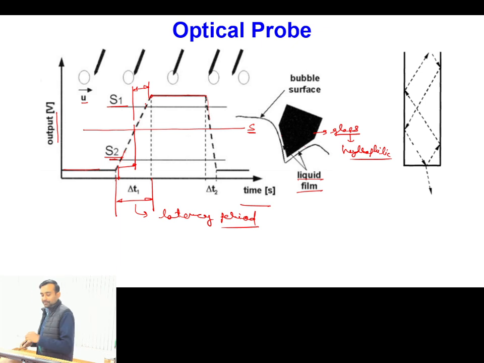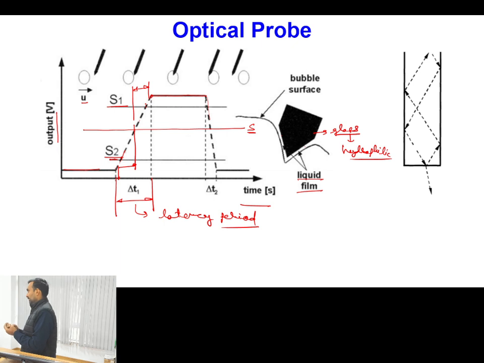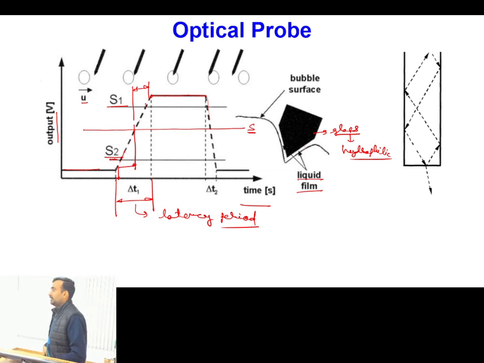Because ultimately, later on this data of the optical probe can also be utilized to measure the velocity of the flow. If I am able to detect how many bubbles are crossing in a certain period of time, then it may give us the velocity of the flow as well. So our attempt should be to decrease the latency period to the extent possible. That's why individual cutoffs S1 and S2 are provided.